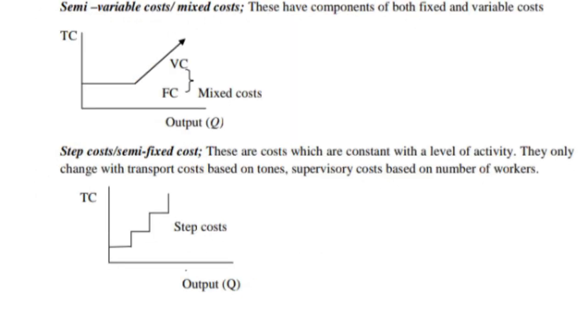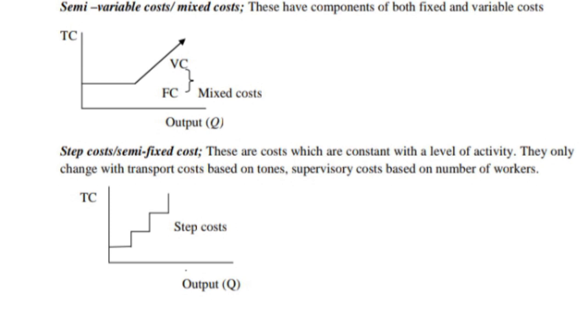The last cost is step costs or semi-fixed costs. So these are costs which are constant with a level of activity. Like if you keep everything the way it is, nothing is going to change. The costs are going to remain the same. Like if you've been transporting your materials from the supplier to your premises, maybe at 100k, if you keep transporting the same amount of materials, those costs are going to remain the same. But once you increase or decrease, the transport costs will also have to change.